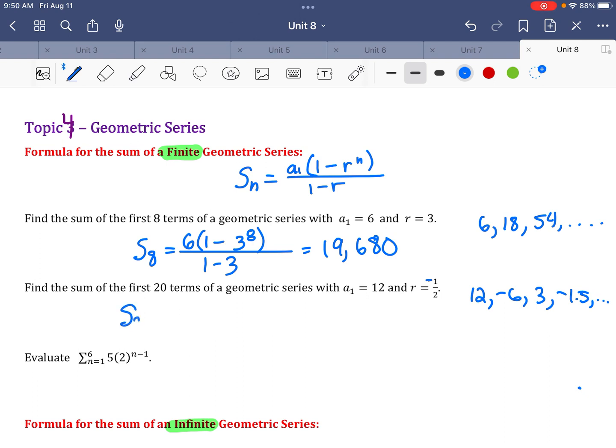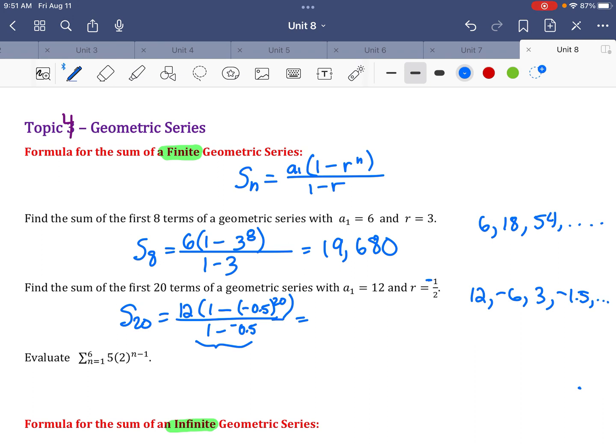So I'm doing the sum of 20 things. This is where you have to be careful. The first term is 12. I have 1 minus, and now my r value is negative, so you want to protect that. It's negative 1/2, so I'm going to put negative 0.5. If you can, it's easier to type a decimal in your calculator. If you can't, you just make another fraction there. Then we want it to the 20th, over 1 minus negative 0.5. I hope you notice the bottom part turns into 1 plus 0.5, so that's 1.5.